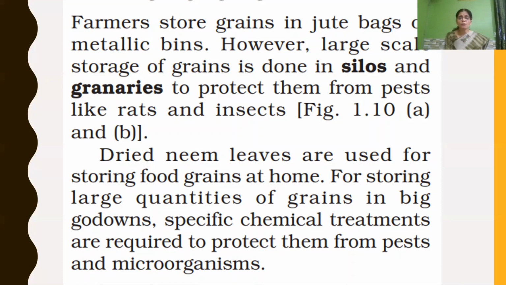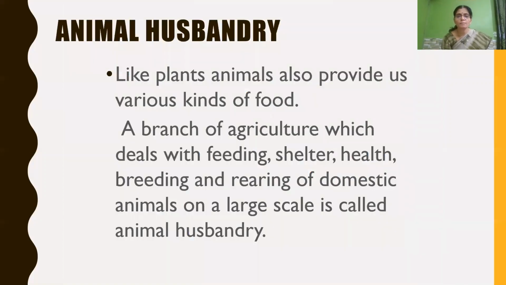And just as we use dried neem leaves for storing grains at home, in the same way large quantities of grains that are stored in big godowns, which we call granaries, are protected from insects by using specific chemical treatments so that grains are protected from pests and microorganisms. And so these are the various steps we have learned in agricultural activities.